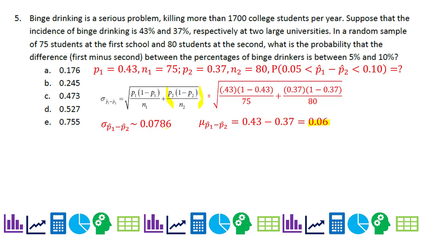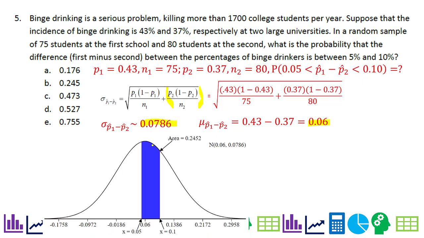So when I put 0.06 and 0.0786 in my Stapplet and look for between 0.05, see there's my 0.05. Don't worry that it says X, that's what Stapplet does. Then it gives me an area of 0.2452, which is that answer right there. But I still should show you how to use the calculator because I'm going to block the normal distribution on the Stapplet. You need to start learning how to use it.